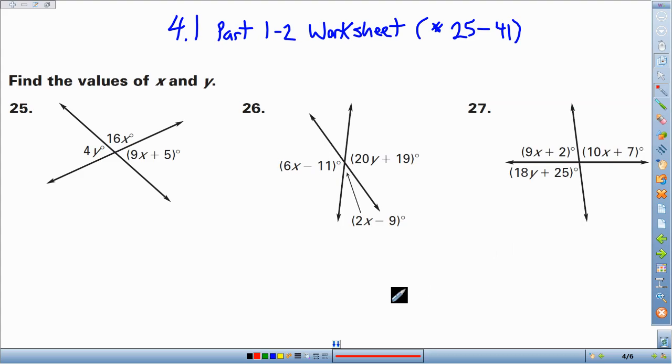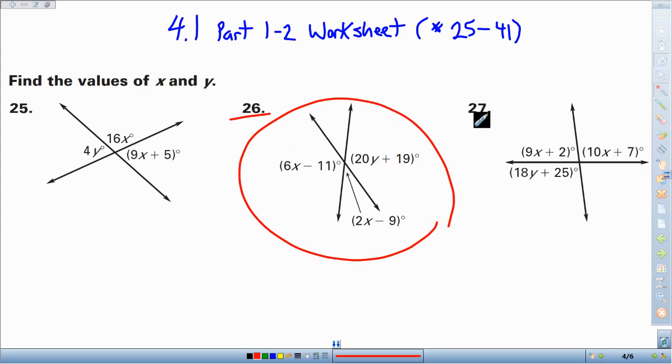Which one do I want to do? I guess let's do 26 together. Maybe leave yourself a little room for 25, and let's try out 26. First things first, if you haven't printed this out, you'll have to copy these angles onto your paper. I want to see you copy the angles because it's necessary.